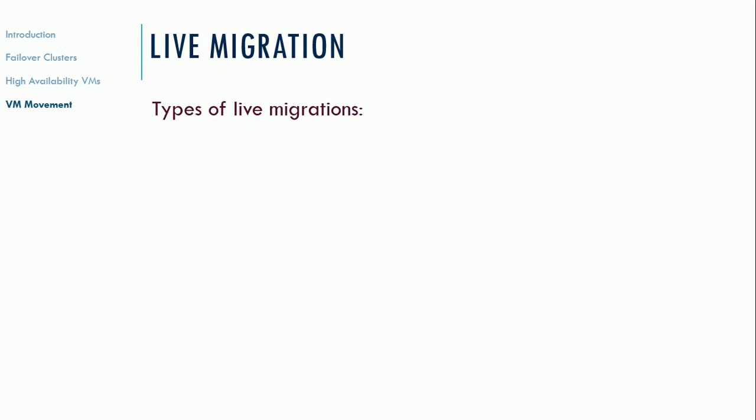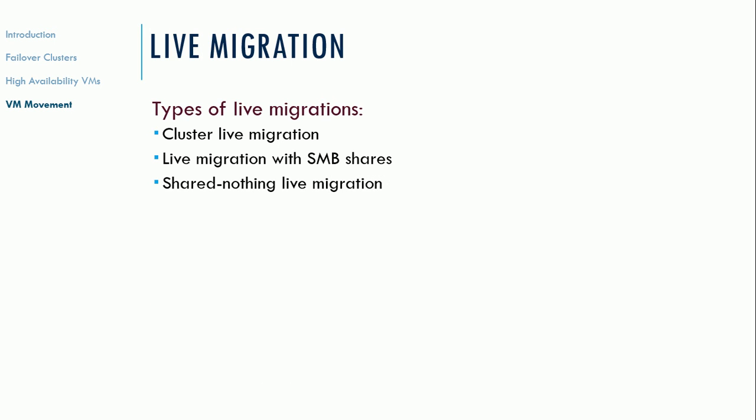So there are different types of live migrations. There are 4 types. There's a cluster live migration, which you can do when you're running a cluster. You could do a live migration if you have SMB shares, which are basically Windows file shares. Share-nothing live migrations, where there's nothing in common between the 2 Hyper-V servers, or a cross-version live migration when you're converting between 2 different versions.